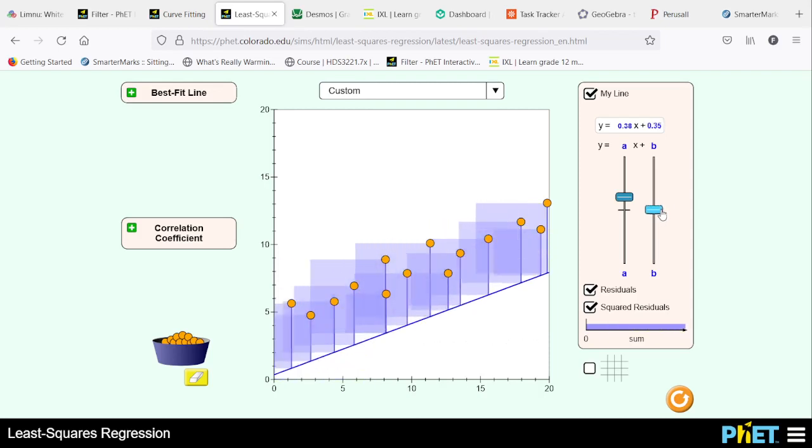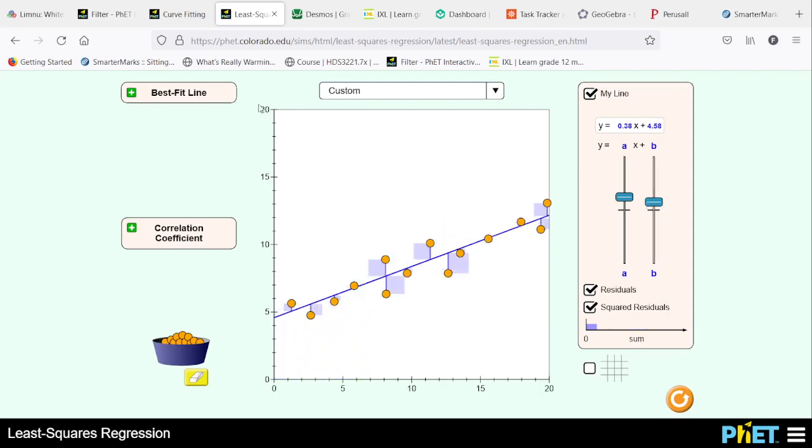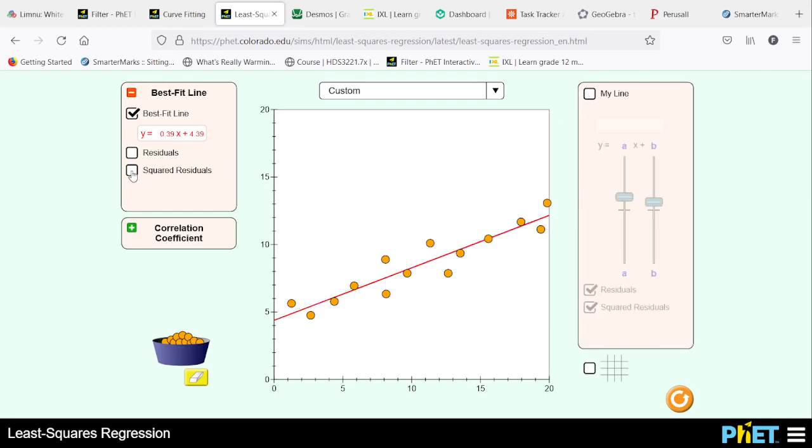So we've done this a little bit by hand now just to get a feel for it. We'll actually do the best fit line. So that's actually not far off of what we had. We've got the 0.38 for the slope and the 4.58 for the y-intercept. This is fairly close. So let's turn our line off and we'll take a look at our squared residuals. We see here that that's the sum. So it's minimized. So that is the best fit we can have for this line.